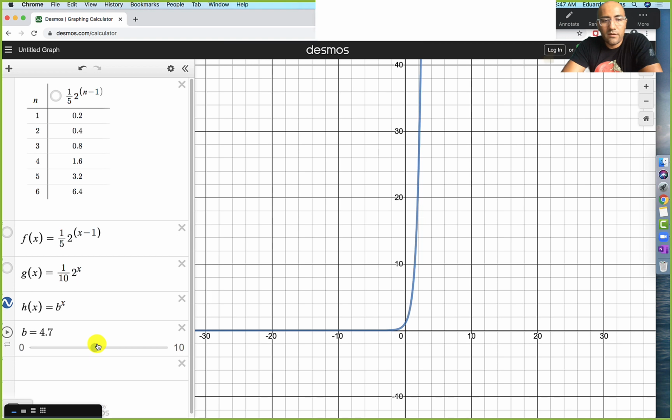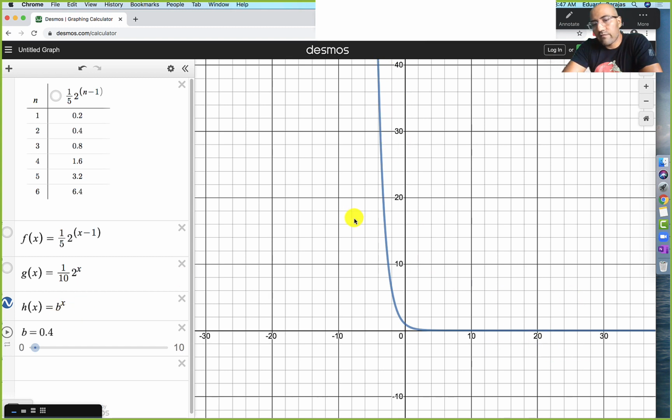of shape. Here we have 4.7 to the x power, 6 to the x power, 7.2 to the x power. And when that base value is equal to 1 exactly, we have a horizontal line. And when the base value b is between 0 and 1, it goes in the other direction. It goes like that. So when that base value is between 0 and 1, it'll have this sort of shape.